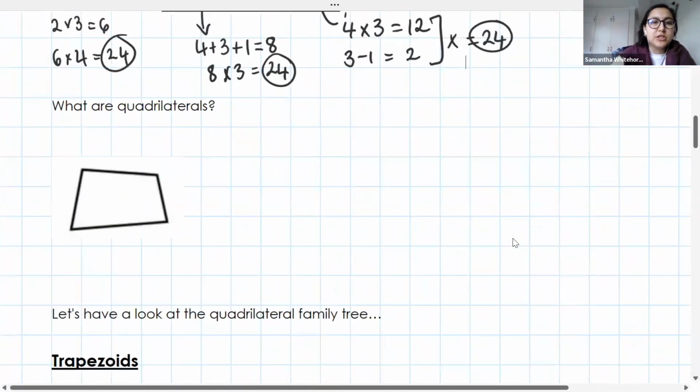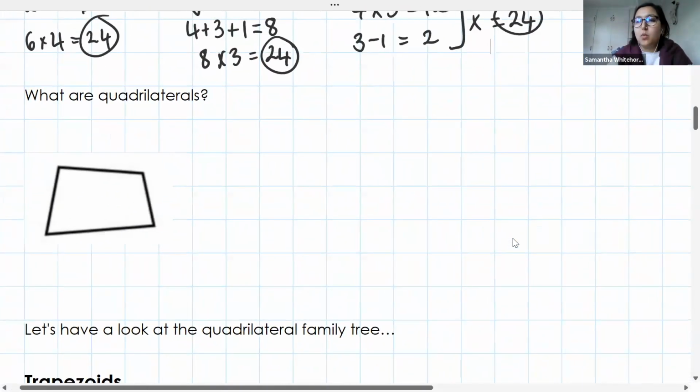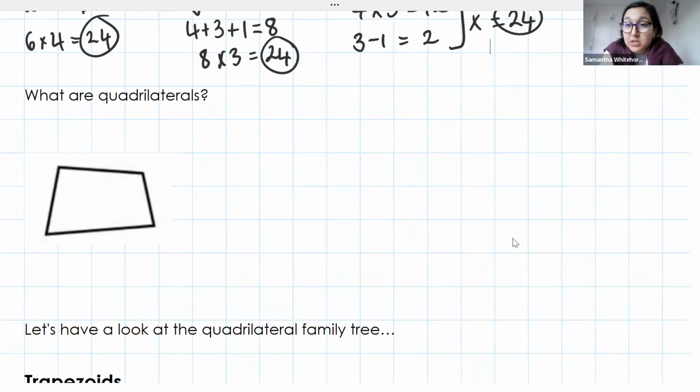My first question to you guys is: what are quadrilaterals? What is a quadrilateral? What are they? So in the chat, quadrilaterals. You can just type an answer. Let me know what you think a quadrilateral is.